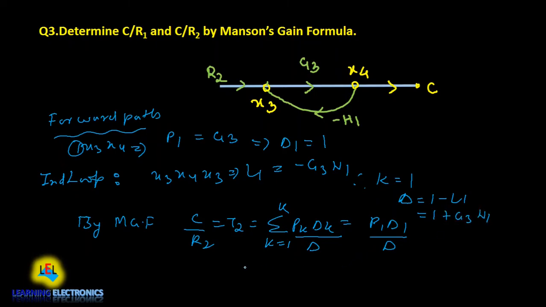So here the transfer function T2 will be equal to G3 into 1 divided by 1 plus G3H1. This is the equation for C by R2, that means the overall transfer function for C by R2 is G3 upon 1 plus G3H1.